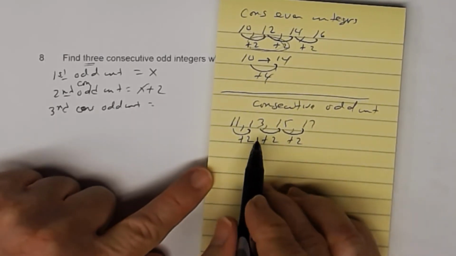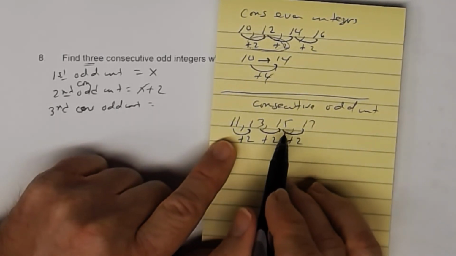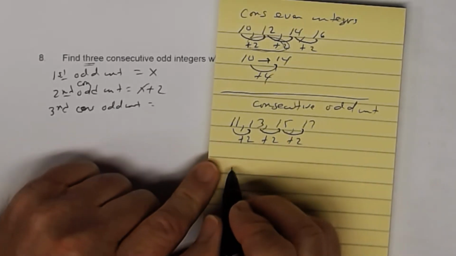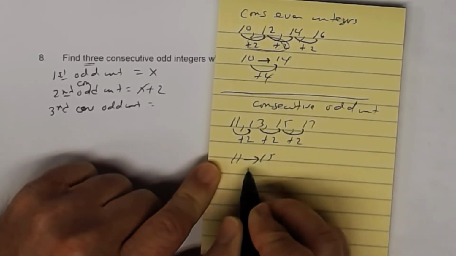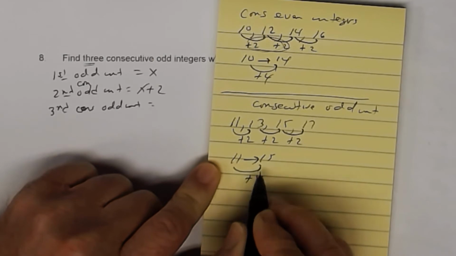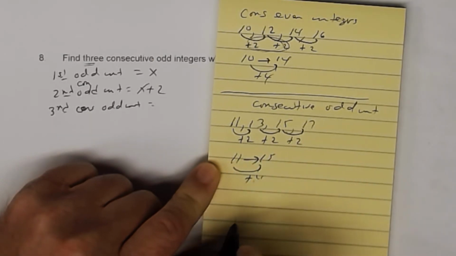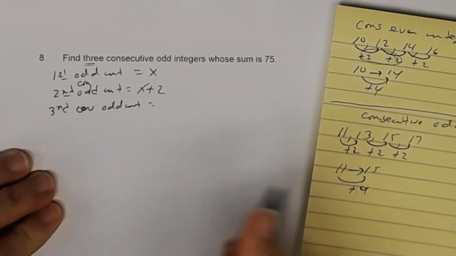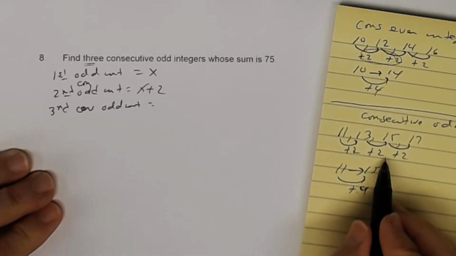Okay? You're looking at the third one. So you're looking at 15 in this case, let's say. So to go from 11 to 15, I add what? 4. 2 plus 2 is 4. So the next one, you keep adding 2, right? Plus 2, plus 2, plus 2.